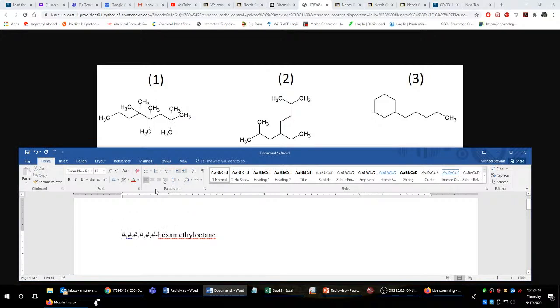So in this case, we've got a 2 for that methyl, and there are 2 methyls on that carbon, so they're both on the second carbon. That's the 3rd carbon there, 4th carbon, so there are 2 on the 4th carbon, and then we've got 2 on the 5th.